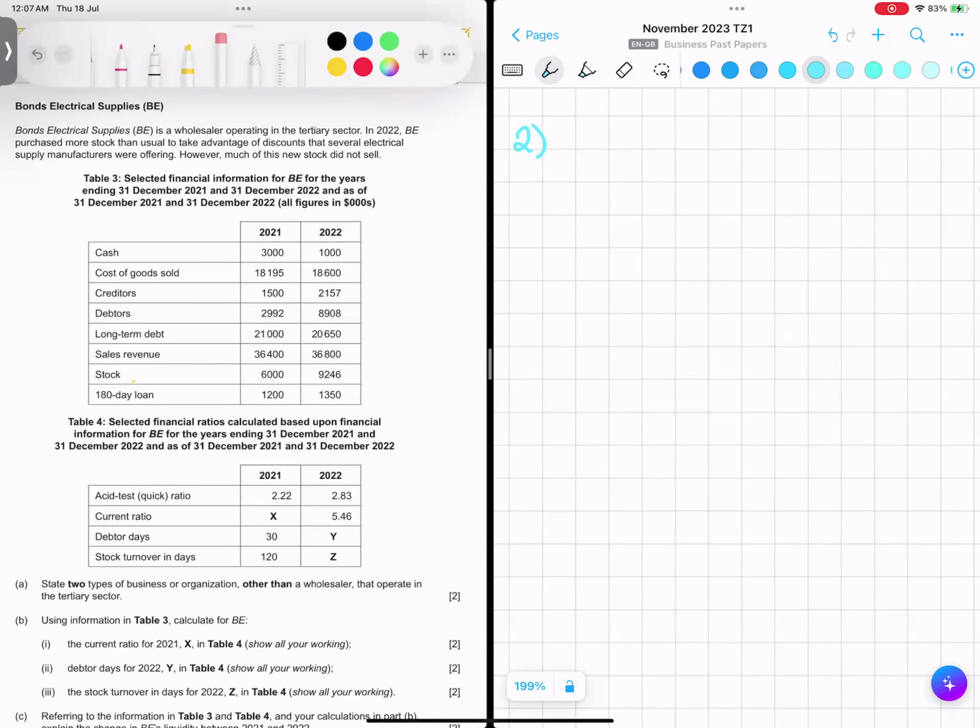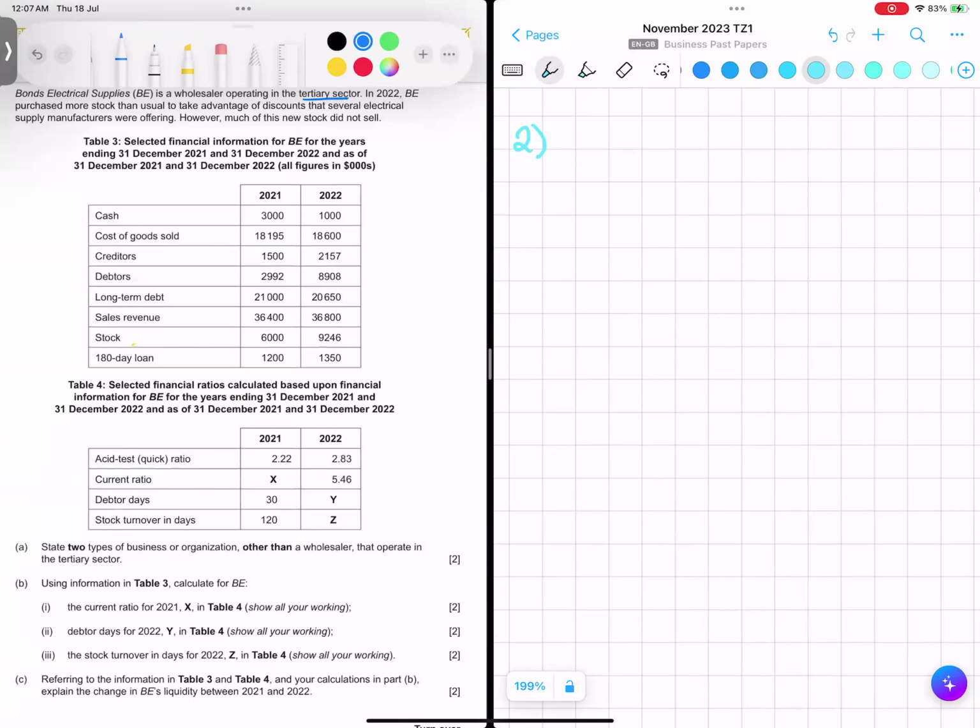So Bonds Electrical Supplies is a wholesaler operating in the tertiary sector. This is a keyword. Oh, let's underline our keywords actually. It's much better. Tertiary sector. Purchased more stock than usual to take advantage of discounts the several electrical supply manufacturers were offering. However, much of the stock did not sell. Here we have all of our financial information, financial data. We have everything from financial data and information, right?